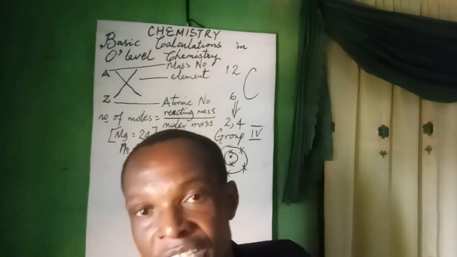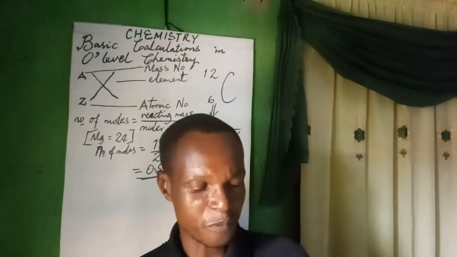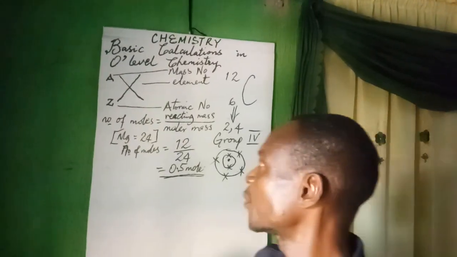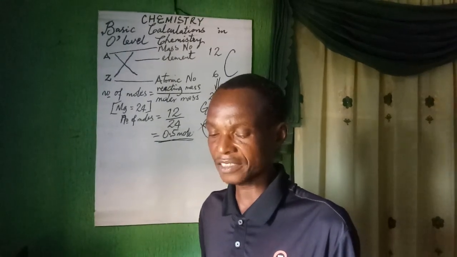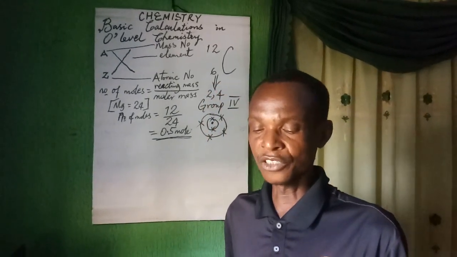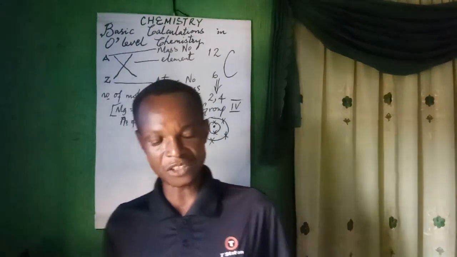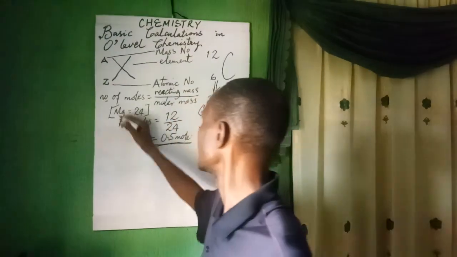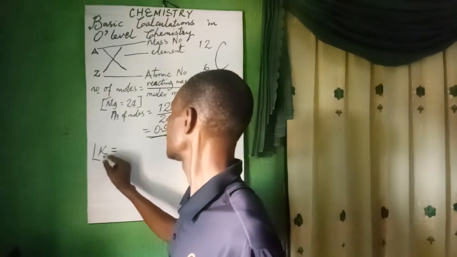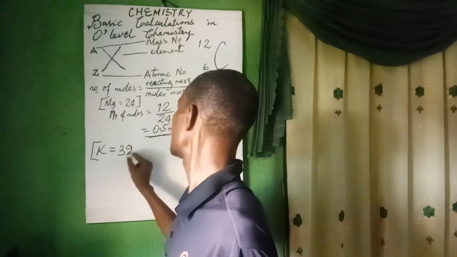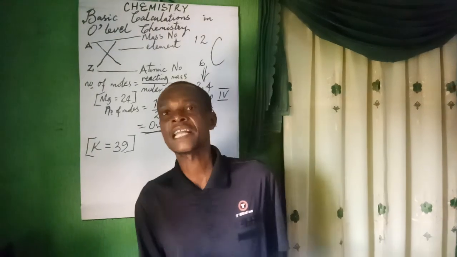Let us also take a second example that will help us further. But in this case, we are now going to calculate mass. The question says, what is the mass of potassium in 2 moles of the element? Potassium is K. The symbol is K. The relative atomic mass is 39.